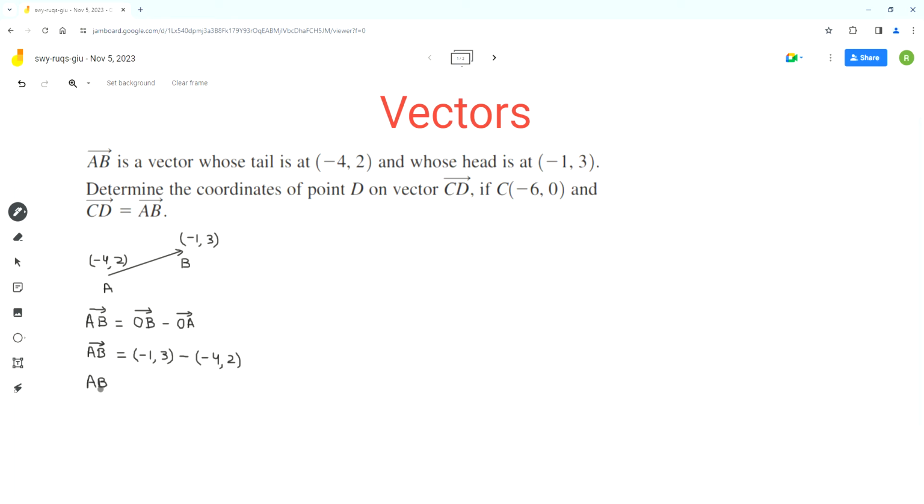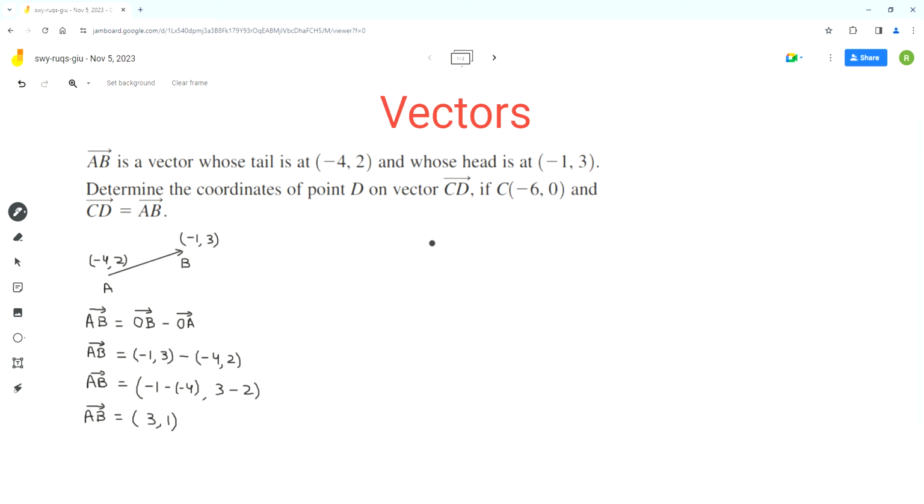To subtract these vectors, we subtract the x numbers and we subtract the y numbers. For x numbers, we do -1 minus -4, and then comma, for y numbers, we do 3 minus 2. So vector AB is equal to, -1 minus -4 becomes -1 plus 4, which is equal to 3. And 3 minus 2 is 1. So this is vector AB.